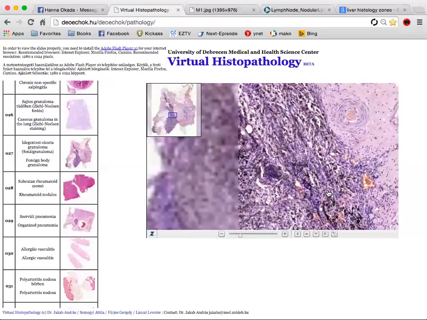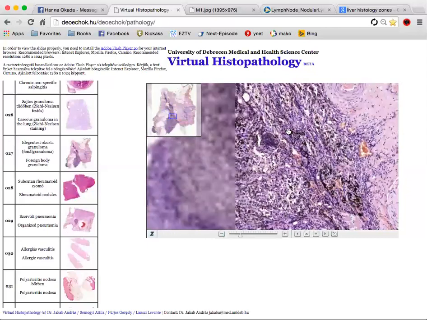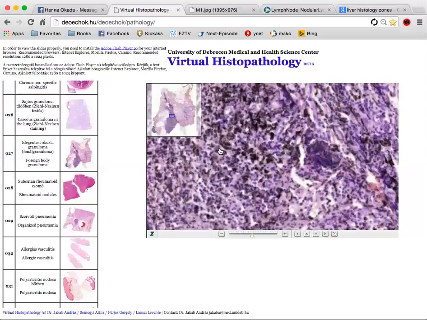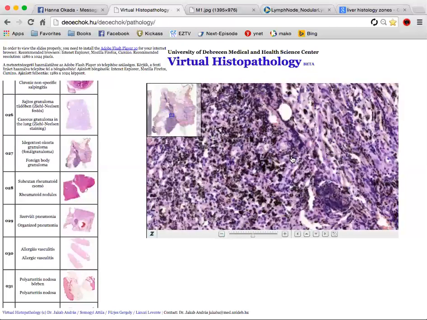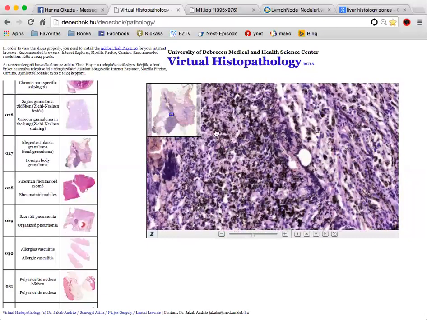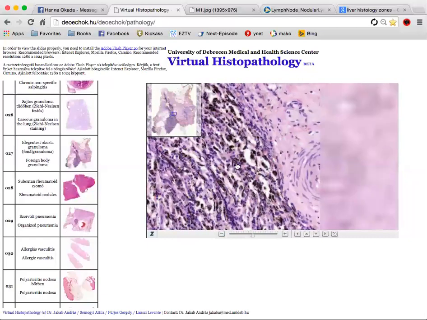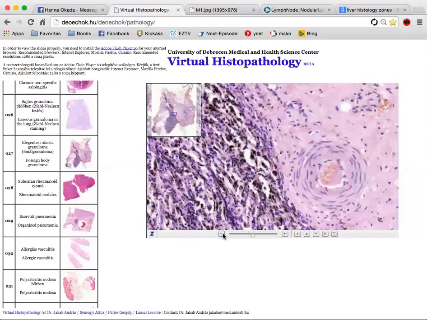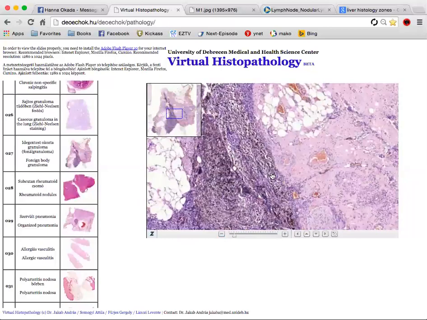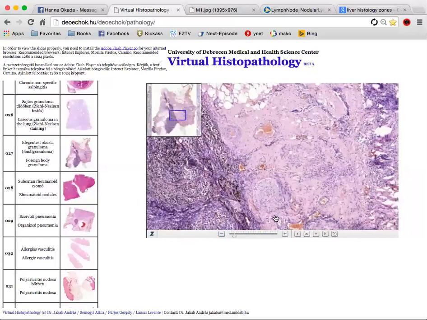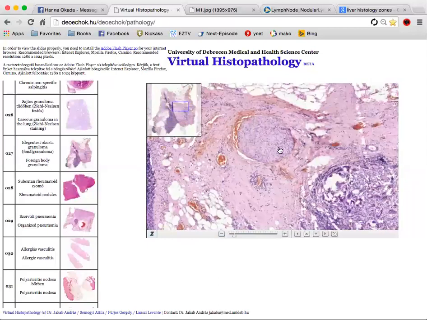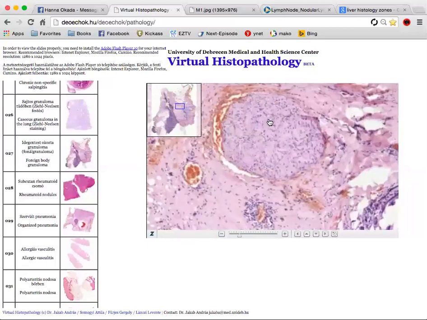This is not melanin. This is dirt, probably. Because if you can imagine, if you hurt yourself and you get a cut, there's a lot of dirt pushed in there. So this is dirt, okay? And now I'm going to show you a granuloma, and there are a few here. So this is one, and this is a big one. I'm going to zoom in.